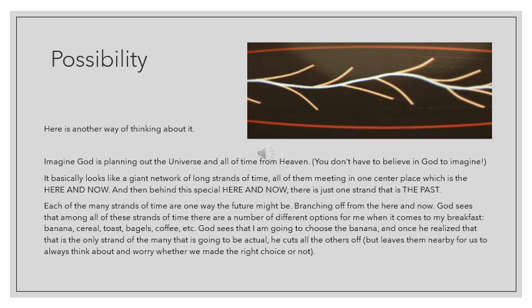And once he realizes that that's the only strand that's going to be actual, what he can do, moving through once we get to the here and now, that is my breakfast this morning, is cut all the other strands off, making only the strand where I chose the banana the actual strand. Now, of course, he can leave all the other strands dangling there nearby. They're just not on the actual timeline anymore, but they're there, right? They're the mere possibilities that are left behind, the things that could have happened had I chosen differently.